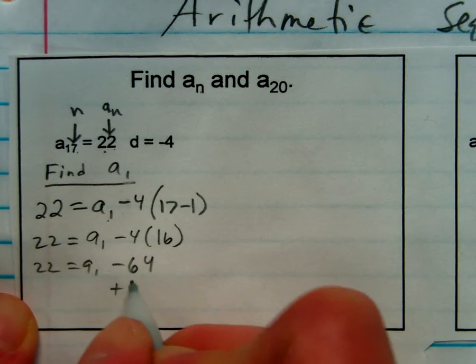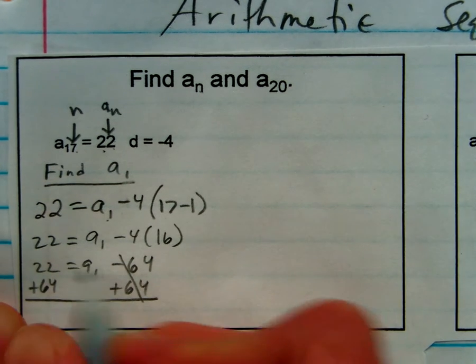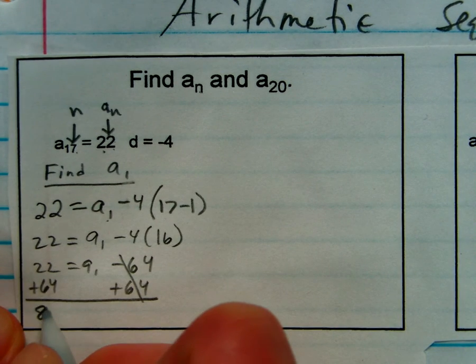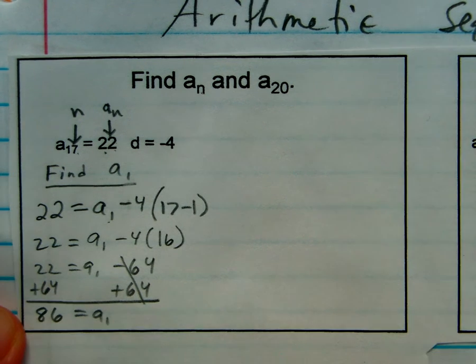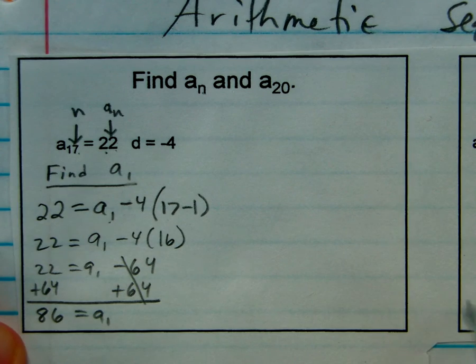And we can just add 64 to solve for the A1. And that comes out 86 equals A1. So all of this was just to figure out what the first term is so that we can write the formula.